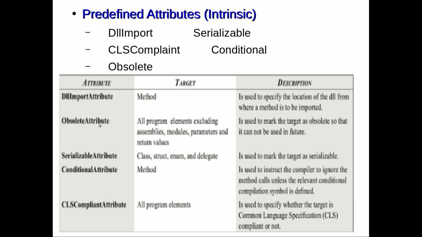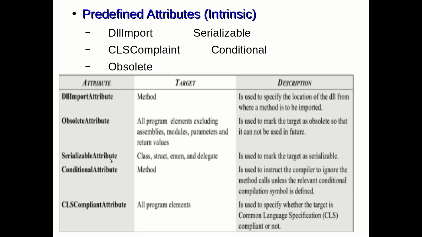An obsolete attribute, the target of the obsolete attribute is all program elements excluding the assemblies, modules, parameters, and return values. All other program elements can be the target of the obsolete attribute, and it is generally used to mark the target as obsolete so that it cannot be used in future.